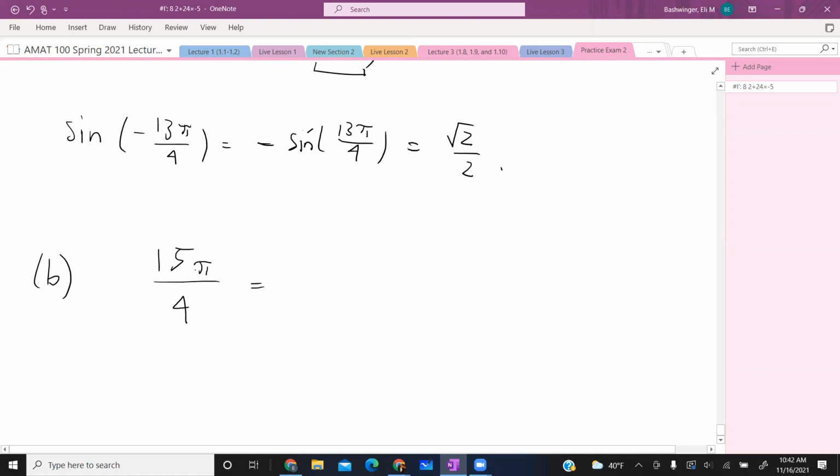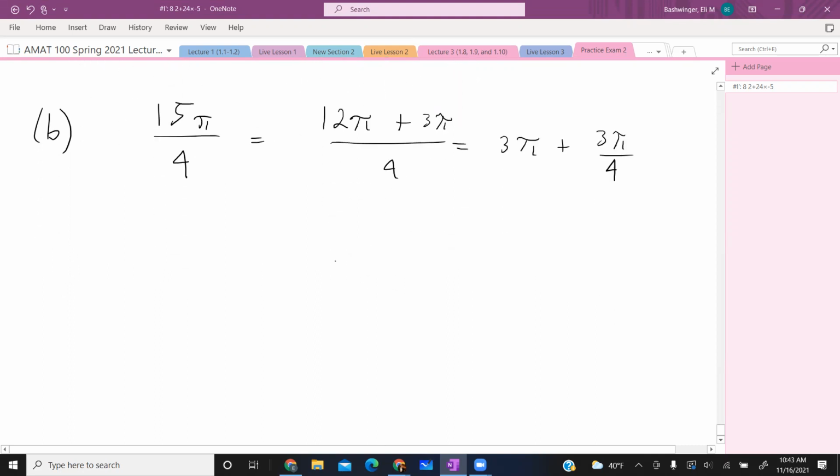You want to split this up into some multiple of 4 and then some remaining piece. So we can write this as 12 pi plus 3 pi, and then 4 into 12 pi gives me 3 pi. And then, actually, is this the way I want to do this? Yeah, okay, I can do it this way.